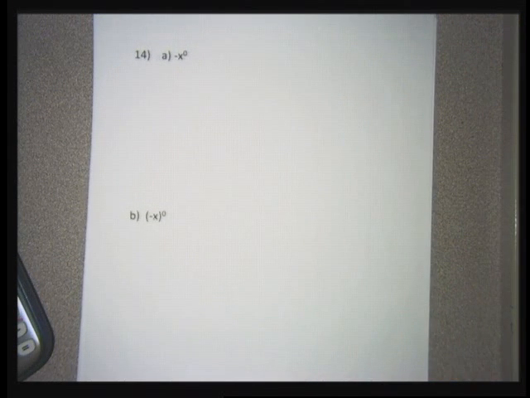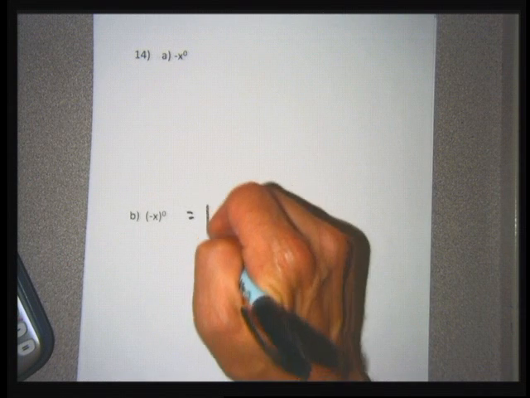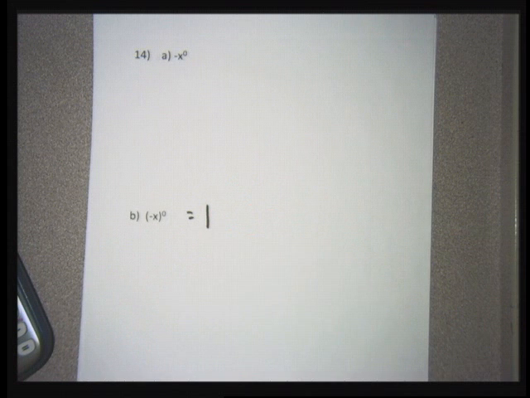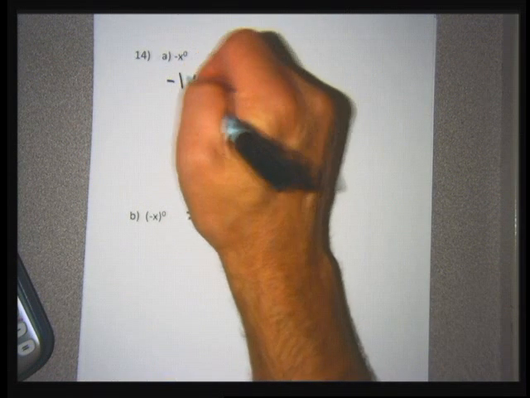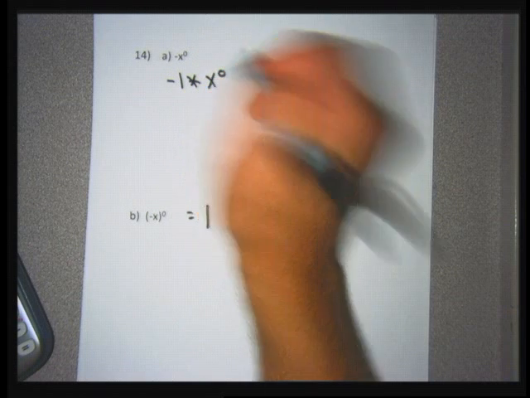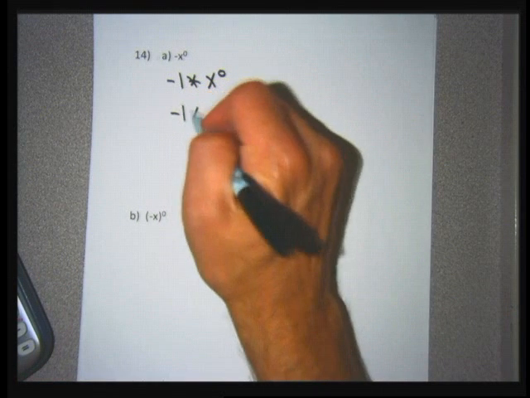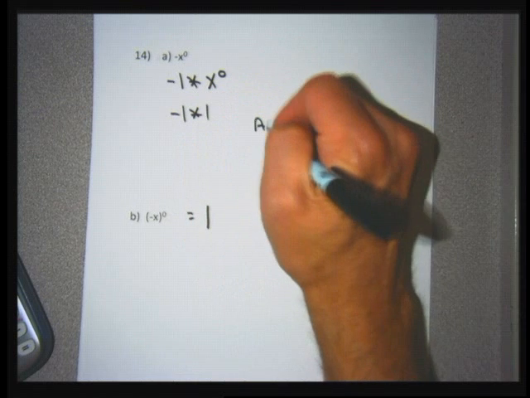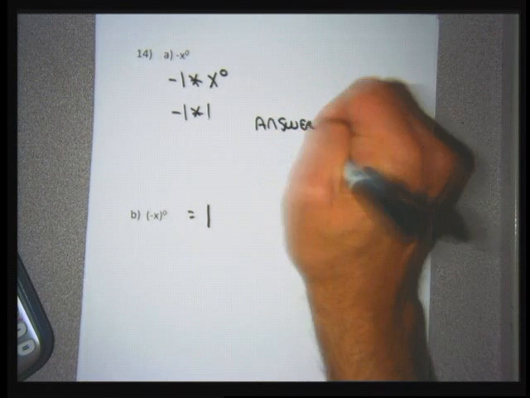14A and 14B, I can't use my calculator to do. 14B fits perfectly the case: something to the 0 power is equal to 1 if it's inside a parentheses. For the contents of the problem, there's nothing outside the parentheses, and I have a 0 for the exponent outside the parentheses. That's equal to 1. Part A, this really means -1 times x to the 0, which really means -1 times 1, and the answer to 14A is going to be -1.